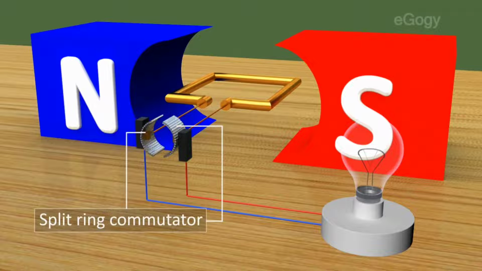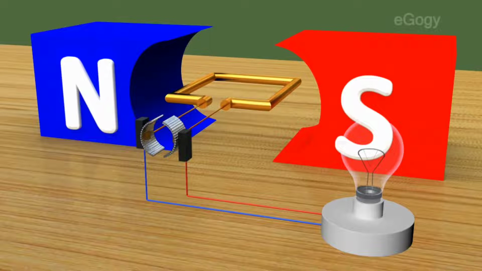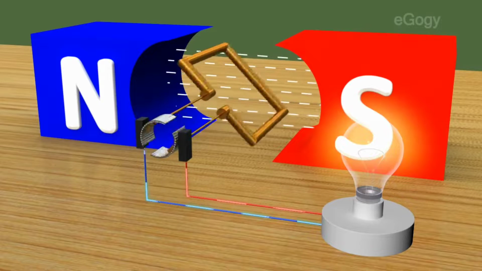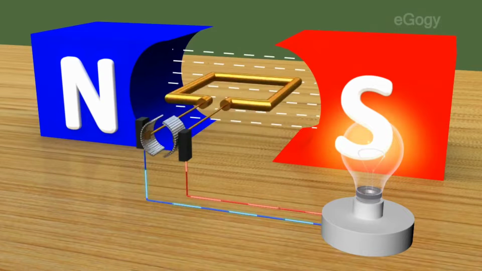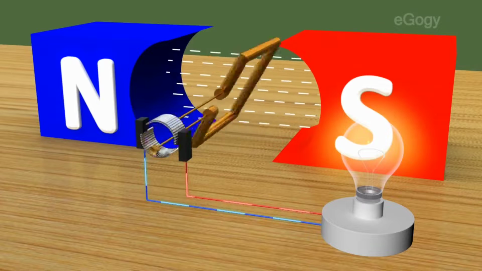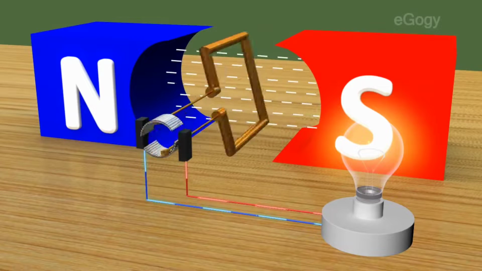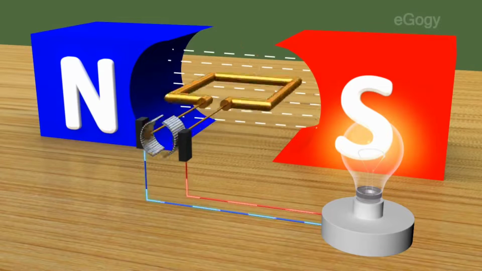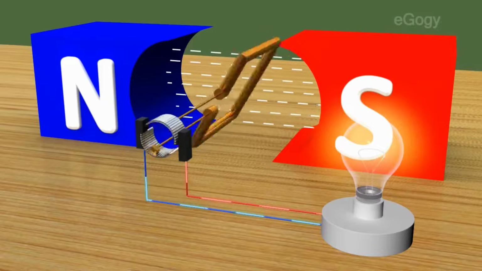In DC generators also, the EMF induced by the armature coil is AC in nature. This EMF is converted into DC using a split ring commutator. The current that flows to the external circuit through the graphite brush is unidirectional.